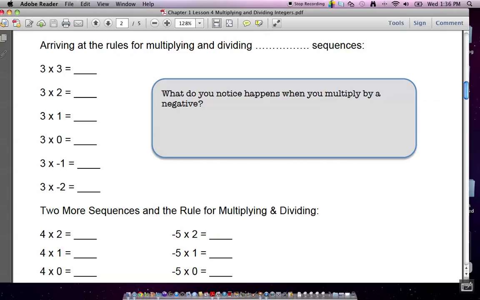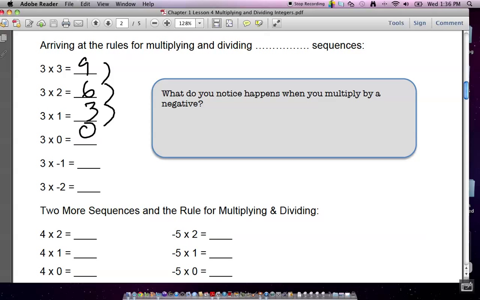Now, multiplication and division. Ready? What's 3 times 3? 9. What's 3 times 2? 6. Nice. 3 times 1? 3. 3 times my favorite, 0.